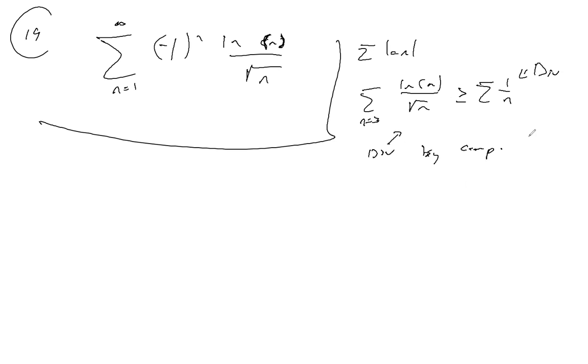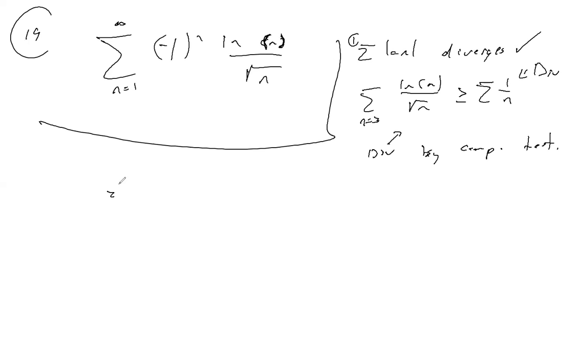I'm being sloppy here. I'm not showing all the conditions. Hopefully you guys now have watched several of these problems and know what you got to show. So this is divergent by comparison test. So my series of absolute values diverges. All right. So I did that.